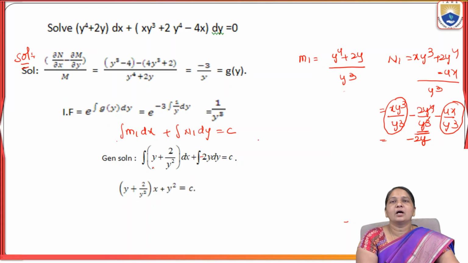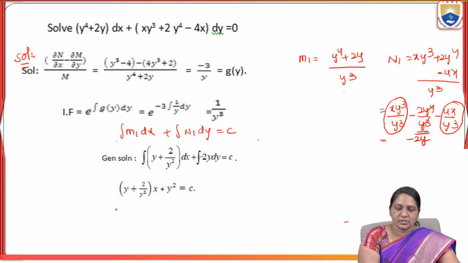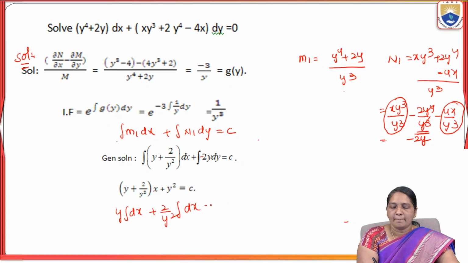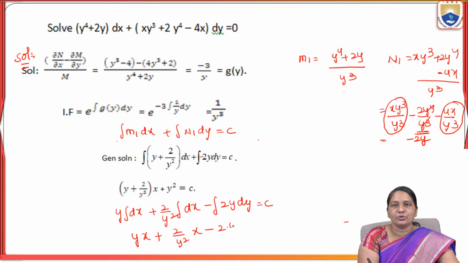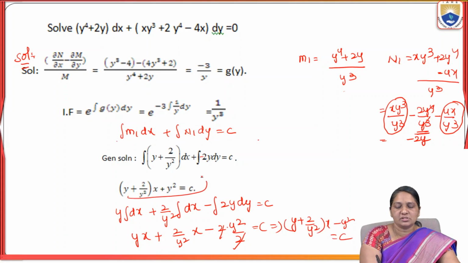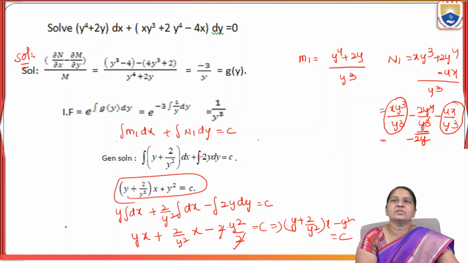When you are taking the M1 value, y is treated as a constant, right? So y times integral dx plus 2/y² times integral dx minus integral 2y dy equals c. So y into x plus 2/y² into x minus 2 into y²/2. The 2 will be cancelled, and here we can take x common. So (y + 2/y²)x − y² = c. This is our general solution.